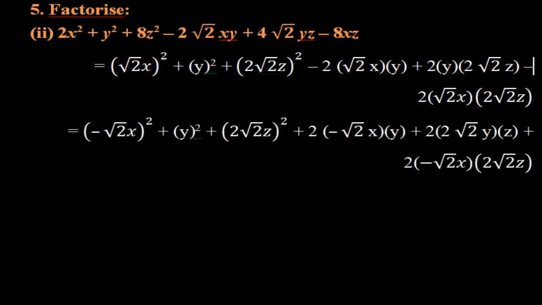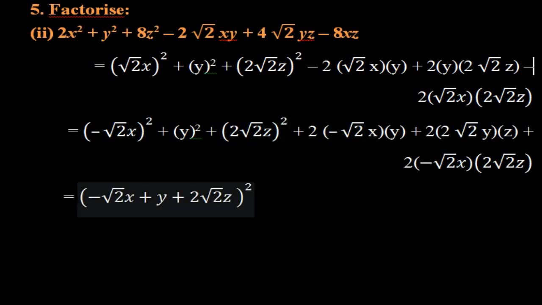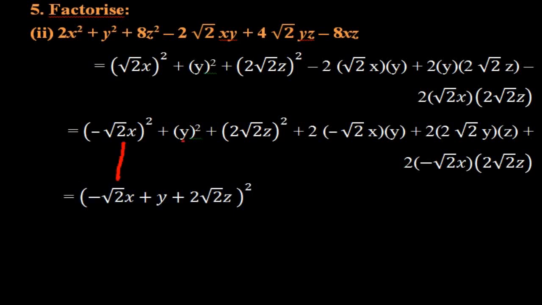So the next step will be, this negative has been taken inside the root 2x. This negative also has been taken to this negative of root 2x. Now this is of the form x square plus y square plus z square plus 2xy plus 2yz plus 2xz, the expansion of x plus y plus z whole square. So this can be rewritten as x plus y plus z whole square. The value of x is this, value of y is this, and z is this.